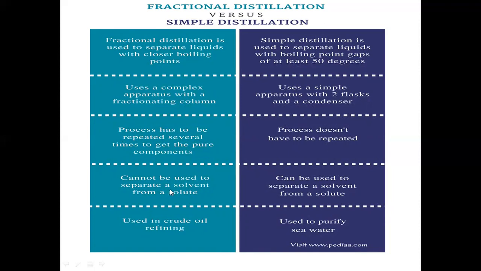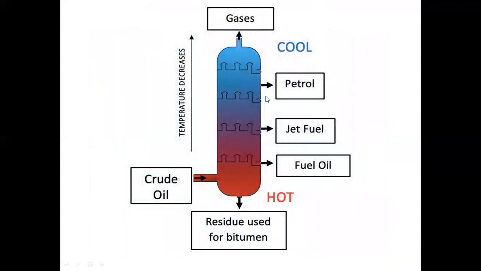Fractional distillation cannot be used to separate a solvent from a solute. It can only be used to separate two miscible liquids, but simple distillation can be used to separate two miscible liquids, and it can be used to separate a solute from a solvent. Fractional distillation is used in the refining of crude oil, and simple distillation is used to purify seawater, where we are more interested in collecting the water than we are in collecting the salt. This is showing us an example of fractional distillation of crude oil, and we get the various components of crude oil. So this is a large fractionating column.